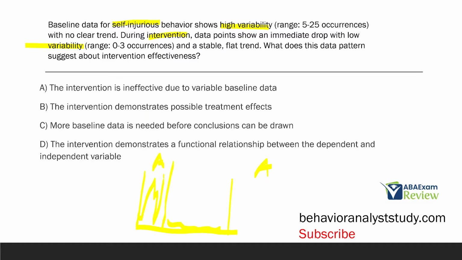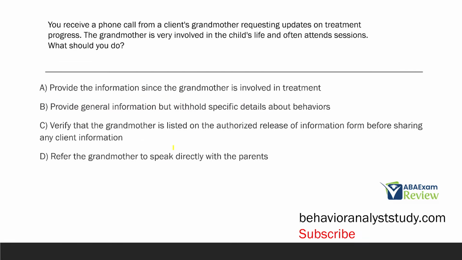D, the intervention demonstrates a functional relationship between the dependent and independent variable. Well, we can't say that yet. Why not? Because we haven't reversed anything, okay? Just baseline to intervention does not demonstrate a functional relationship strong enough for us to make that claim without further testing and further reversals. So what does this say? The intervention demonstrates possible treatment effects.